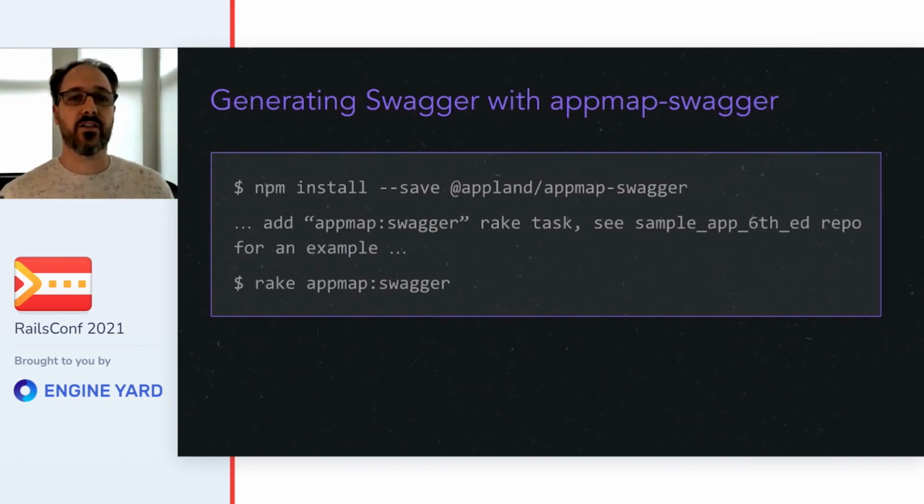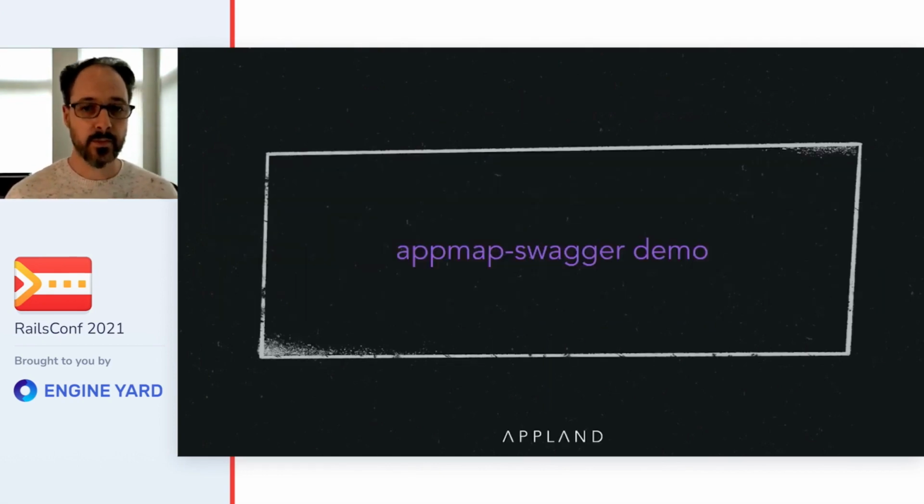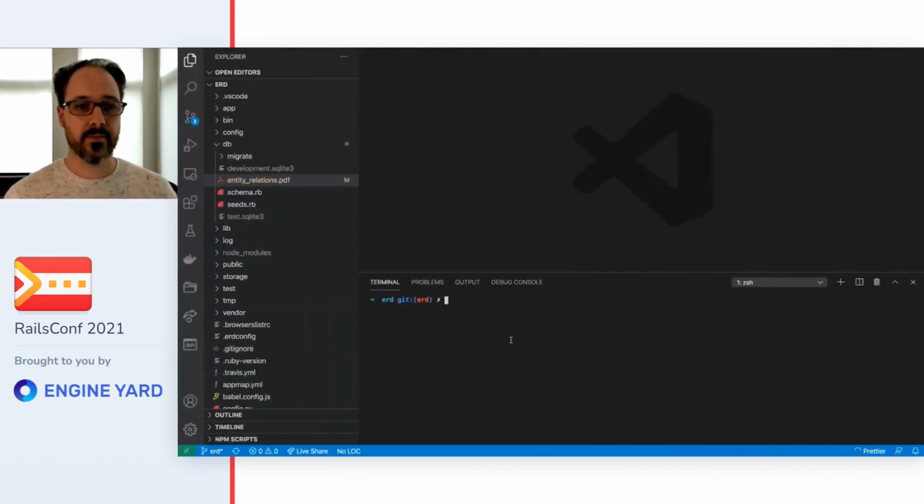So in order to generate Swagger with appmap-swagger, you install an NPM package, a node package, and then add an appmap swagger rake task. And you can see that in the sample app, for an example, on the swagger branch. And you can generate swagger using rake appmap swagger. Let's take a look at a demo of that.